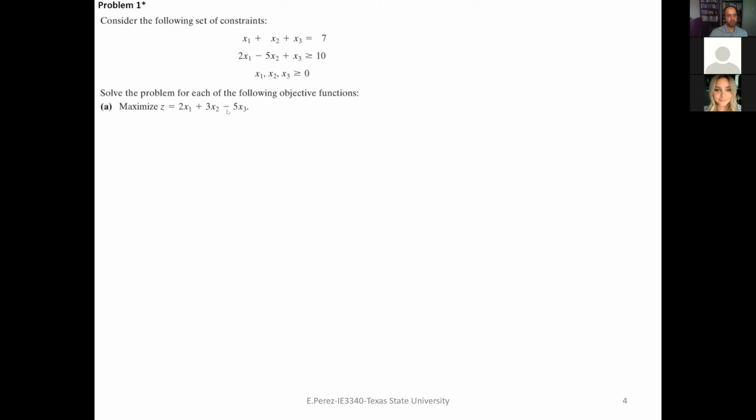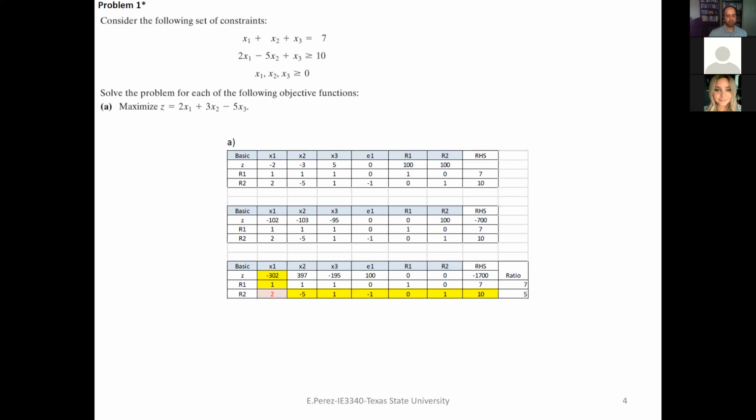In the homework or in the assignment, you have the option to choose if you want to solve this problem using the big M method, or if you want to solve the problem using the two-phase method. Either way, you should end up with the same answer. For the purpose of the solution of this assignment, I am going to show you the solution for the big M method.